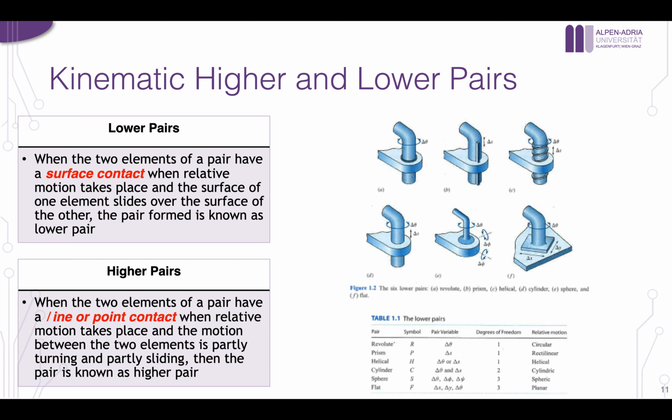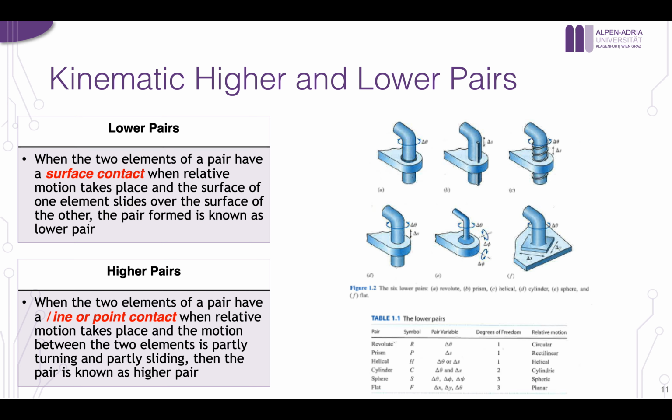And we have the sphere, or spherical joint. This has, as we'll see in an example later, 3 rotational variables, so it can rotate along x, y, and z. The flat joint is like the sphere, but instead of 3 rotations, it has 2 slides and 1 rotation. So it can slide along x, y, and rotate around z.